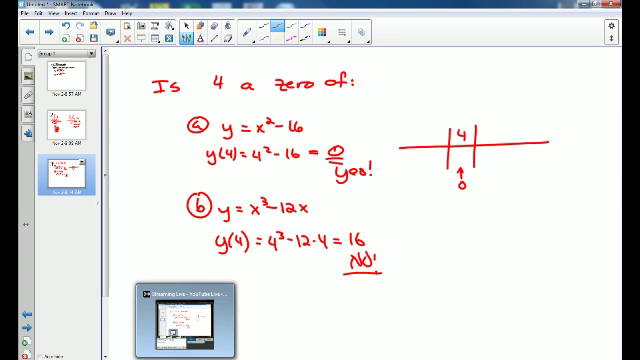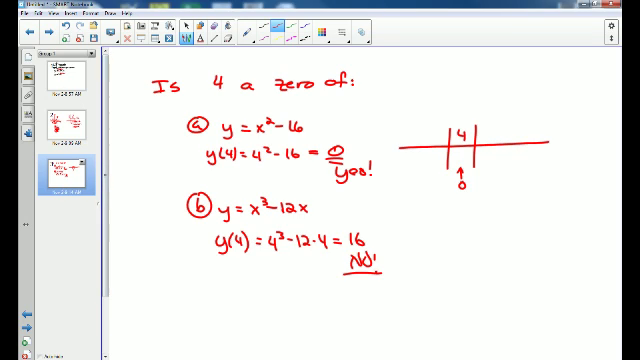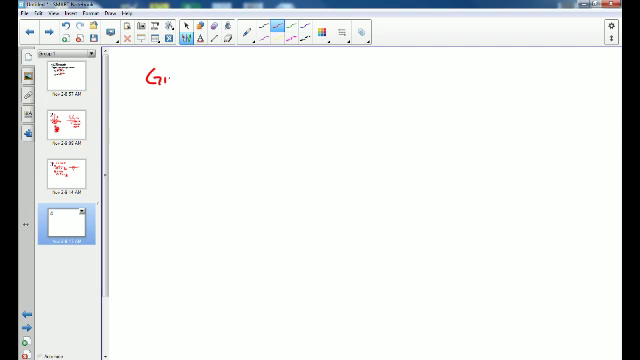Now, what if I give you the roots? Generate the polynomial.